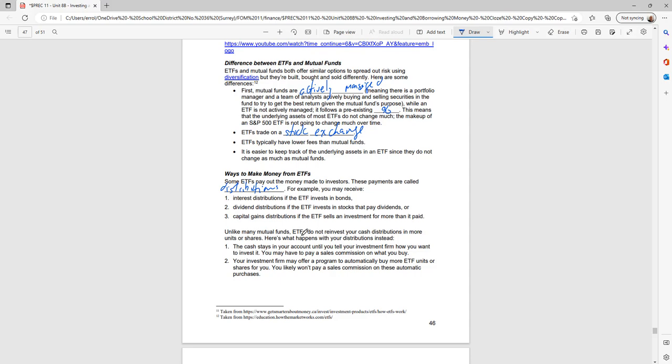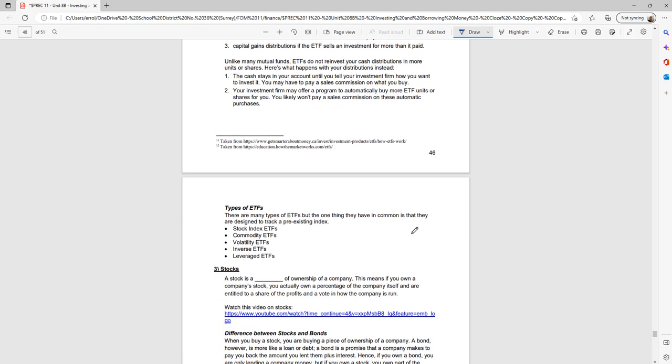So unlike many mutual funds, ETFs do not reinvest your cash distributions in units or shares. Here's what happens with your distributions instead. The cash stays in your account until you tell your investment firm how you want to invest it. You may have to pay a sales commission on what you buy. So basically they give you the money, you just hold it in your bank account depending on what you want to do with it. Your investment firm may offer a program to automatically buy more ETFs. So this is like an automatic reinvestment program. You can sign up for that as well. You won't likely have to pay sales commissions because the system just buys them for you automatically.